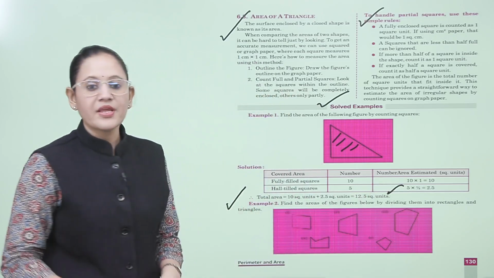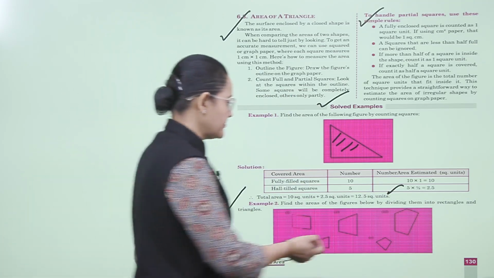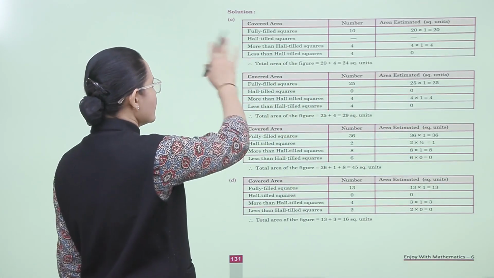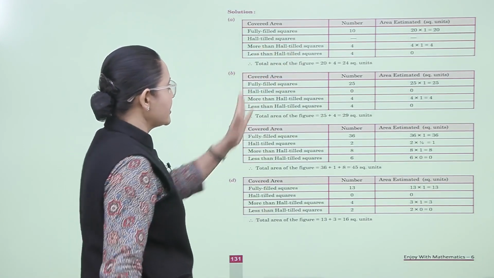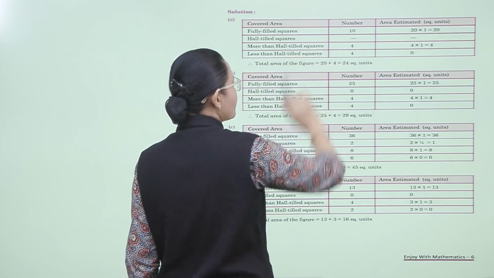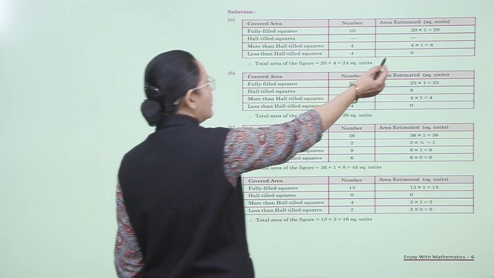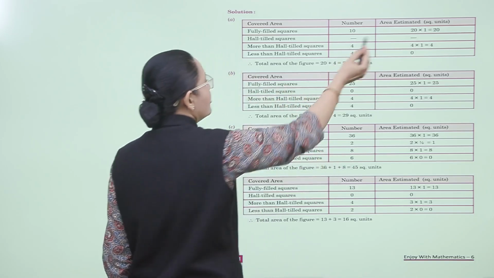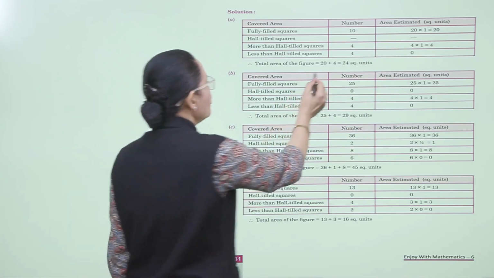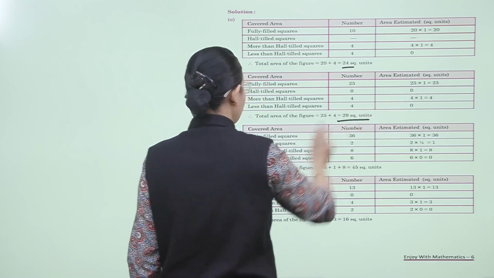Now example 2: find the area of the figure below by counting squares. In the same way we count the fully filled squares, that is 10 here, then the more than half tilted squares, that is 4, and less than half, that is 4. So the estimated area will be 20 plus 4, because less than half we ignore. So 24. Here the area will be 25 plus 4, 29 square units.